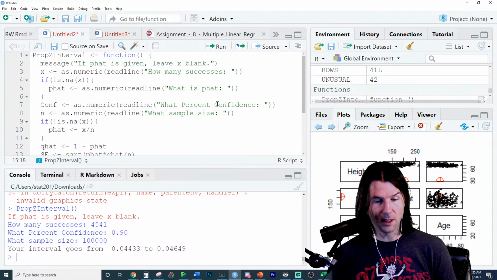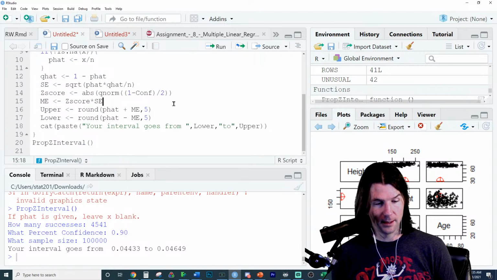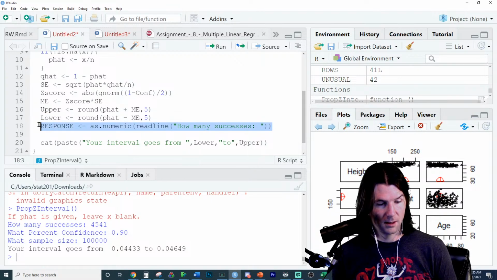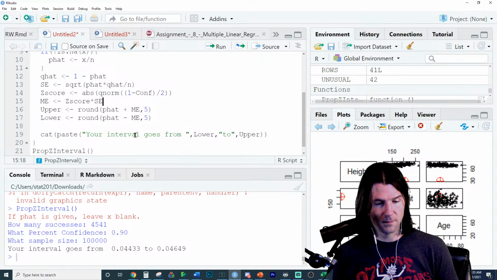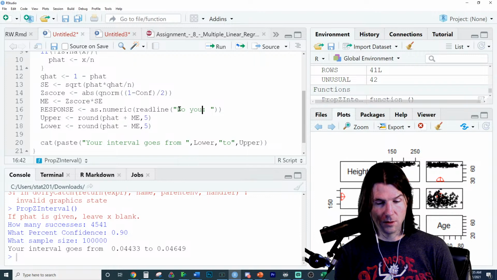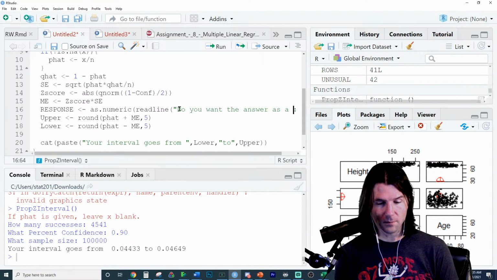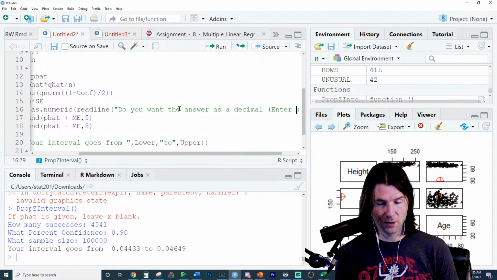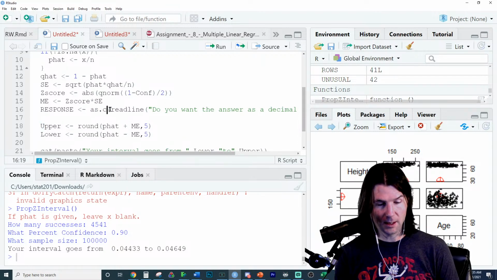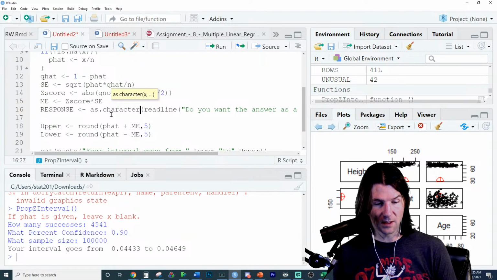we could go here to readline. Let's put in another readline, and let's call it response. Do you want the answer as a decimal? Enter Y or N. There we go. I only want someone to enter Y or N. We don't want as.numeric here, because we're going to take the response in as a character.